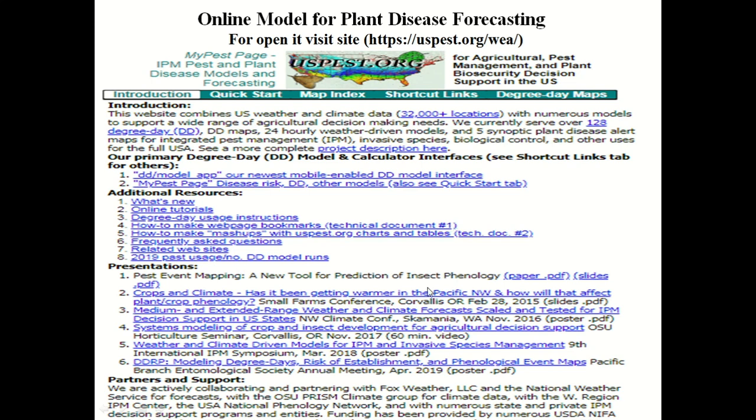When you are opening this model, the first phase is the introduction. Generally this model is for the USA, so whatever information is provided is for the USA, and whatever crops are covered are from the USA. In the introduction phase, you can find the basic information on crop, climate, how to identify the different pathogens and pests in a particular crop, and different IDM strategies are also mentioned in the introduction page.